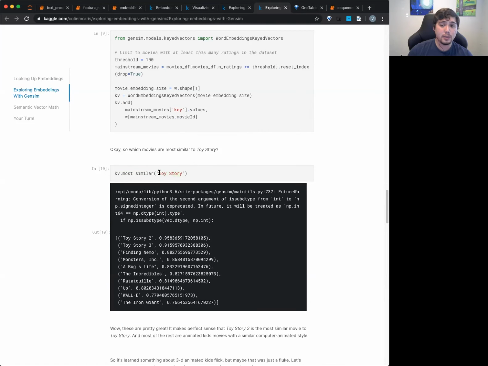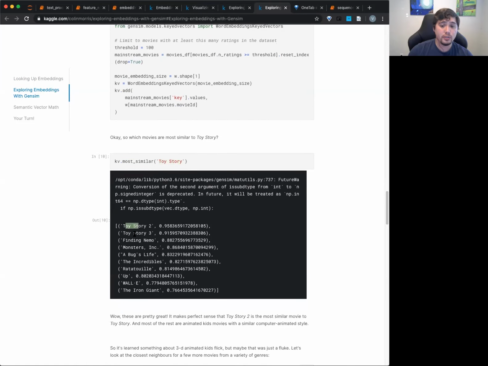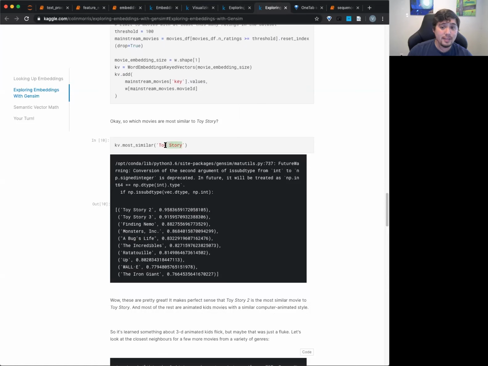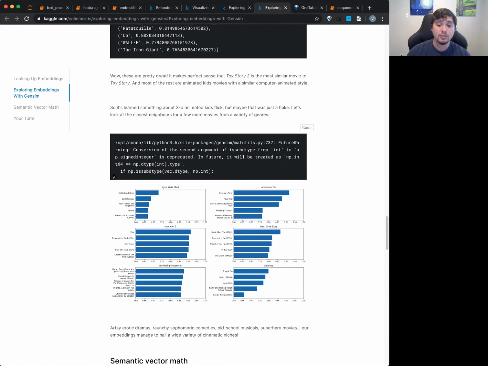You can see here, similar to Toy Story are Toy Story 2, Toy Story 3, Finding Nemo, Monsters, Inc., A Bug's Life, which all make sense. These are basically all Pixar movies, right? And note that this was never told that this is a Pixar movie. It just figured this out essentially by looking at all the user information. Basically, we embedded this information into Toy Story on the vector. But you can also do some really interesting things.